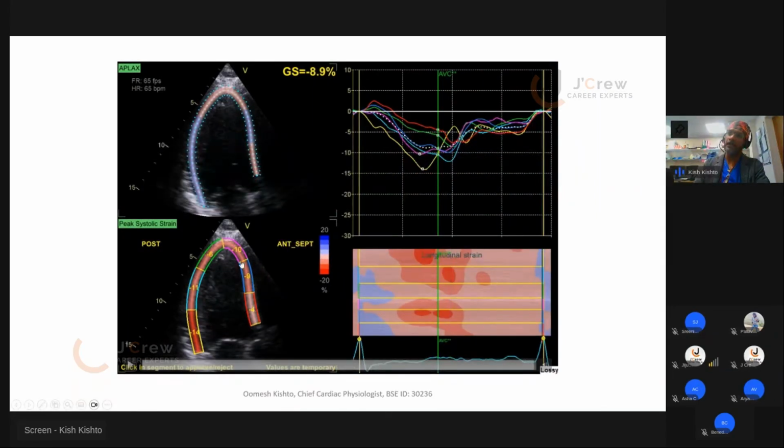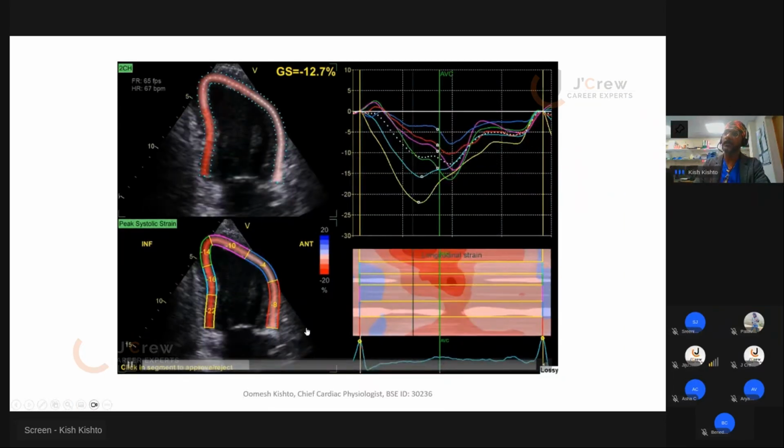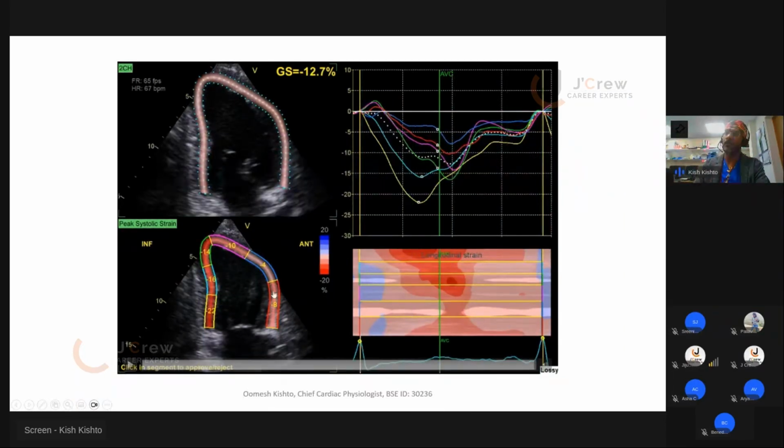And these are the anterior wall. As you can see, these are the places where the wall wasn't thickening well, and you can see they are very low numbers. And same for the anterior wall there, they are all low numbers.